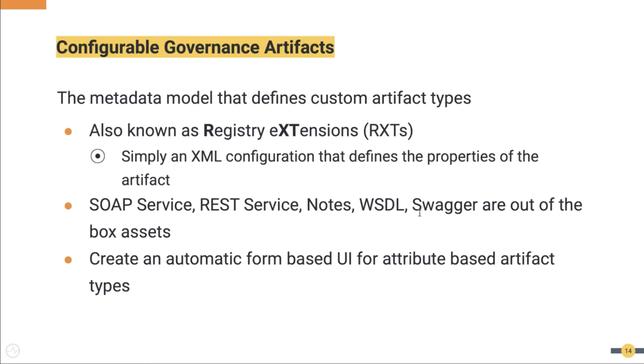I also mentioned that extensibility factor previously, and this extensibility is supported using this data model called the RXTs, which stands for registry extensions. And it is simply an XML configuration that defines the properties of your assets. And as I told, there are some out of the box assets. And so when you create these asset types, it will automatically create the UI to interact with those assets and create those metadata automatically for you. So you don't have to create any UI in terms of that.